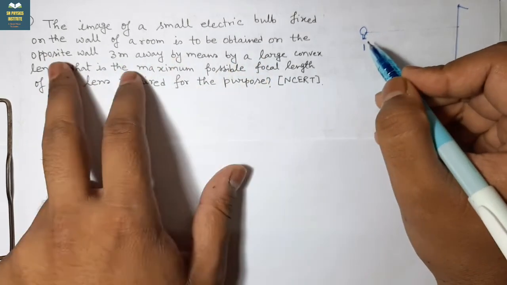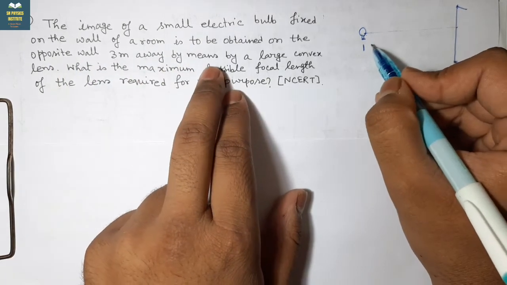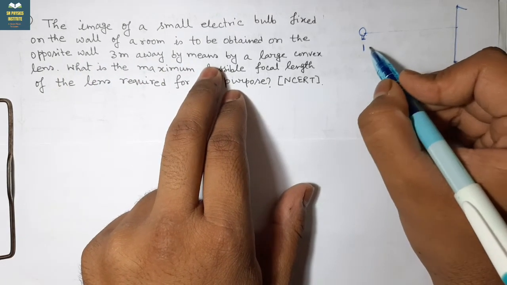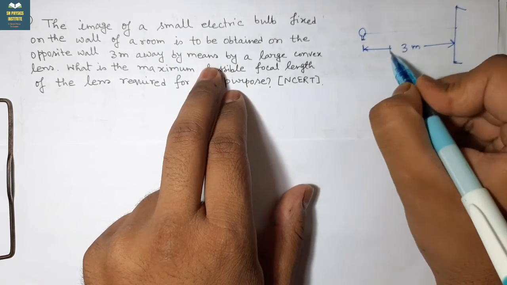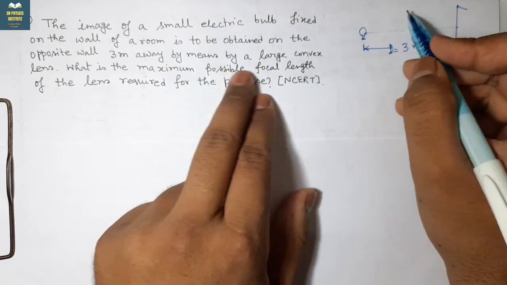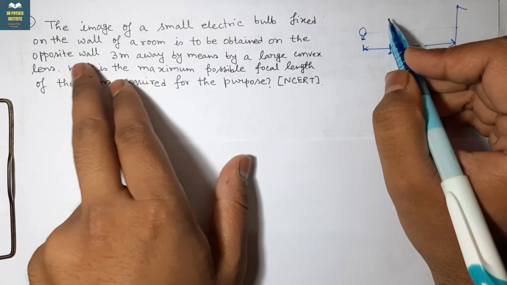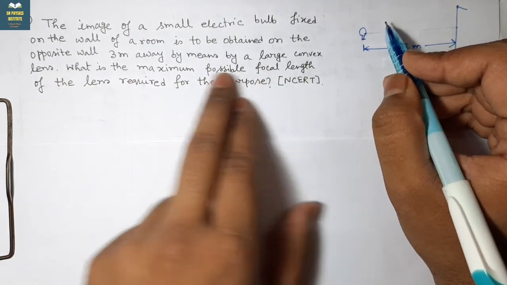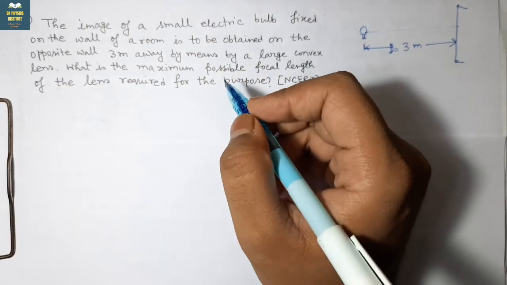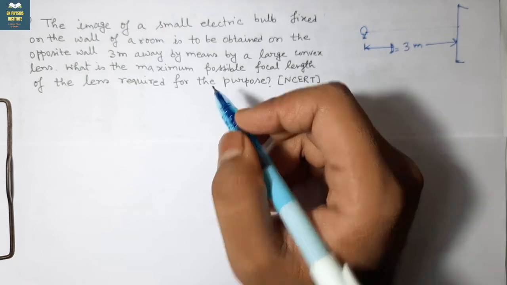Okay, the opposite wall is 3 meters away, so from here to here is 3 meters. This is giving you your capital D. So here the question is: the opposite wall is 3 meters away, by means of a large convex lens, what is the maximum possible focal length? So see, what is the focal length formula?